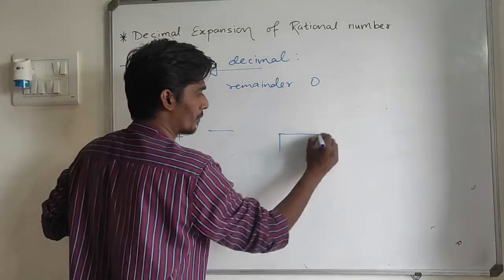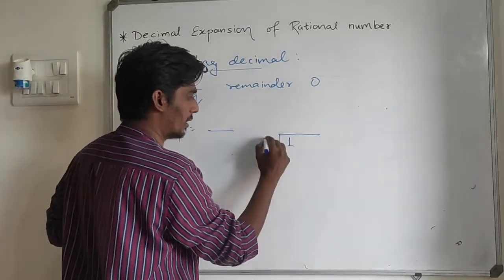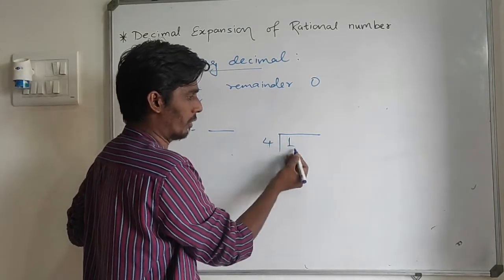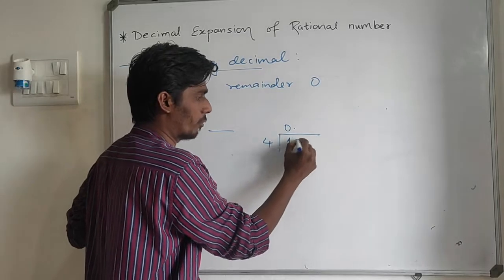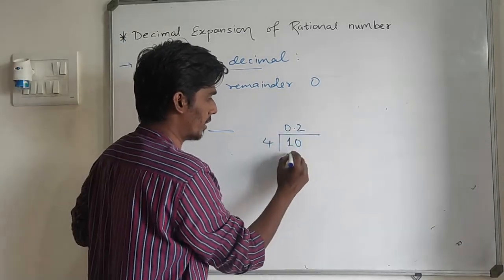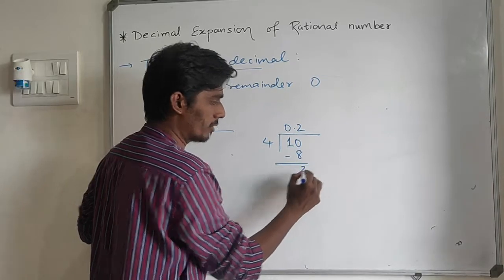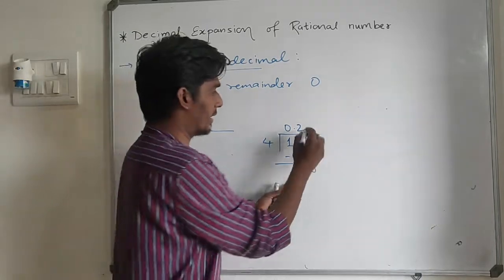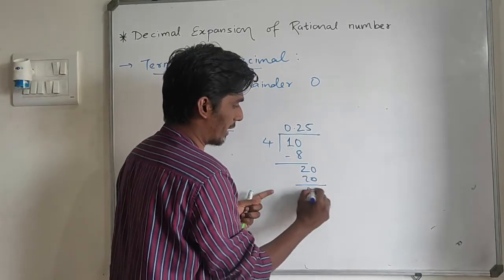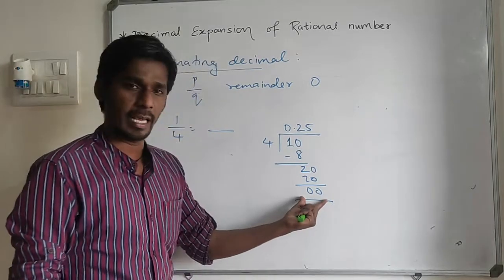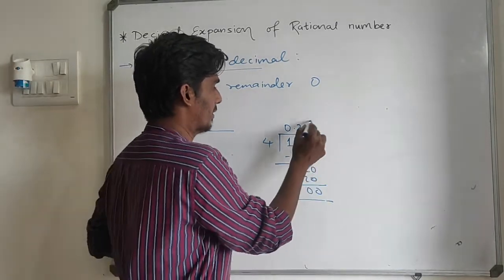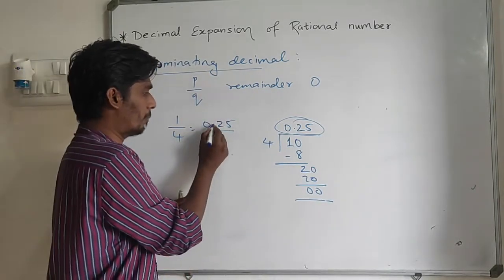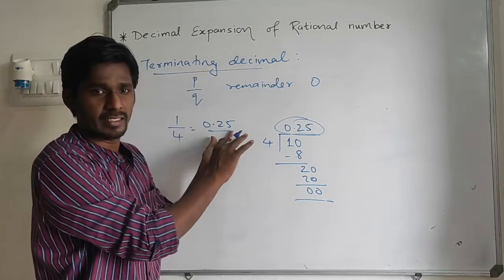If I divide 1 by 4, what will be its answer? For this, I have to do 1 divided by 4. Definitely in the table of 4, 1 will not come. So 0 point. Then I have to take 10. 4 twos are 8, so the remainder is 2. Now if I take 0, 20: 4 fives are 20, and I got 0 as the remainder. As the remainder is 0, this decimal expansion is 0.25. After the point, the decimal stops here, or it ends.